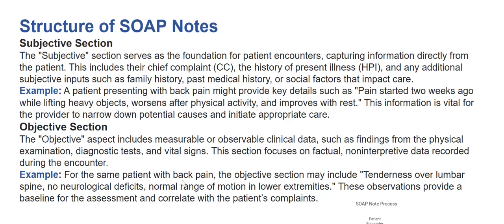Example, for the same patient with back pain, the objective section may include tenderness over lumbar spine, no neurological deficits, normal range of motion in lower extremities. These observations provide a baseline for the assessment and correlate with the patient's complaints. Here's a diagram summarizing the SOAP note process right here in this slide.